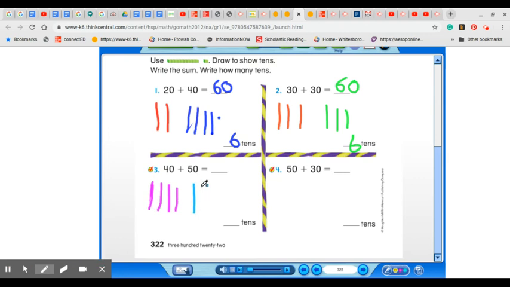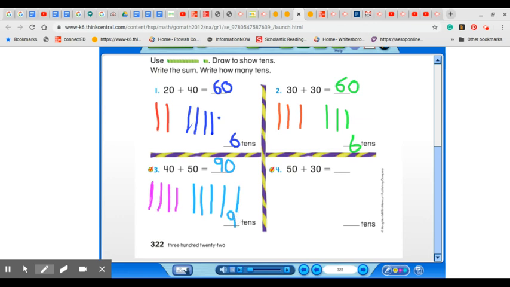1, 2, 3, 4, and 5. Now we're going to count by tens and see what 40 plus 50 is. 10, 20, 30, 40, 50, 60, 70, 80, 90. Did you get 90? Okay, so now we will write 90, a 9, and a 0. And how many tens in 90? You are right. There are 9.